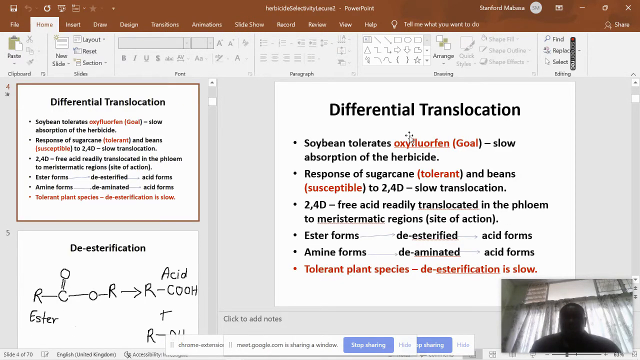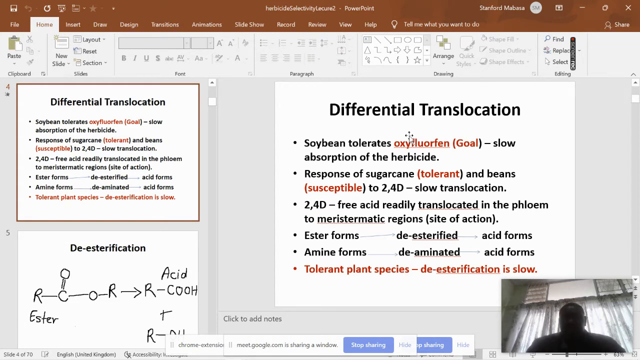Now, with the soybean, there's the herbicide known as oxyfluorfen, GOAL. Now, it is slow when absorbed in soybean, so soybean may escape oxyfluorfen. I know in Zimbabwe we use this herbicide to control weeds in onion horticultural crops. It's not actually recommended for soybean, although in some countries they use it to control weeds in soybean.